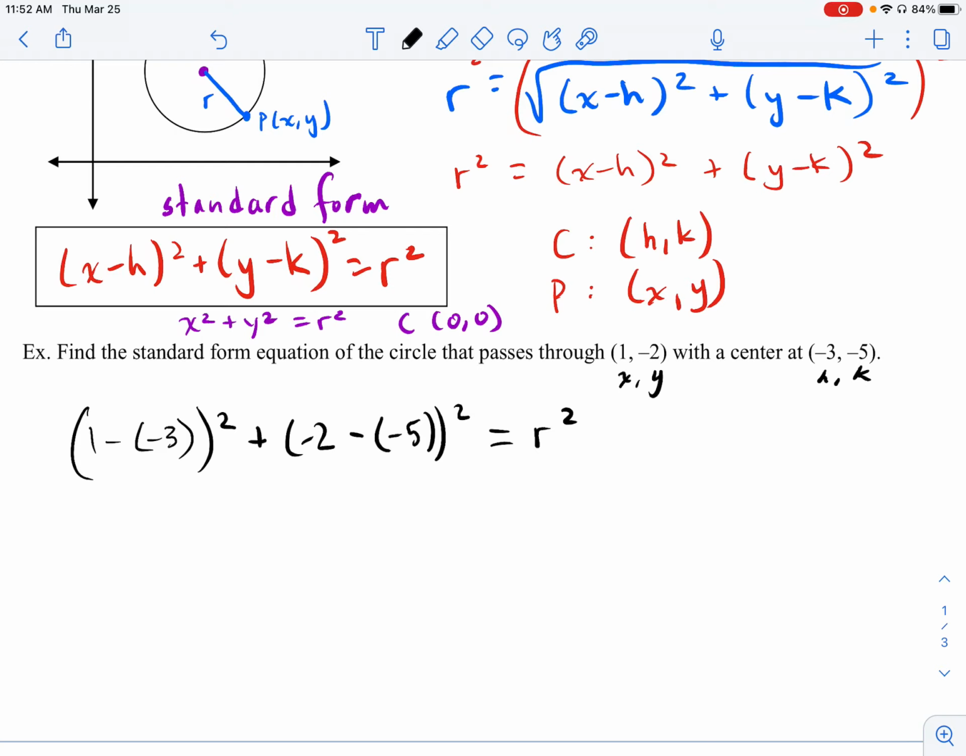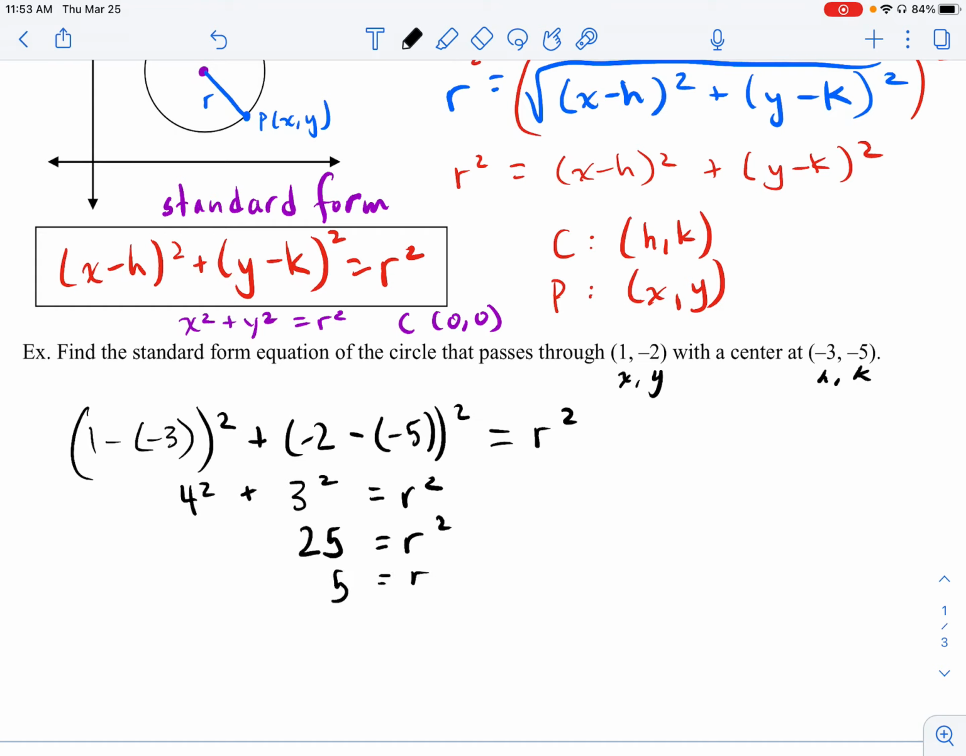But based on what we've plugged in, we're actually finding our radius through this information. So we would see that 1 minus -3, that's 4 squared, plus -2 minus -5, that's 3 squared, and that's equal to r squared. Let me write this first: r squared is equal to 25. That means r is equal to 5.